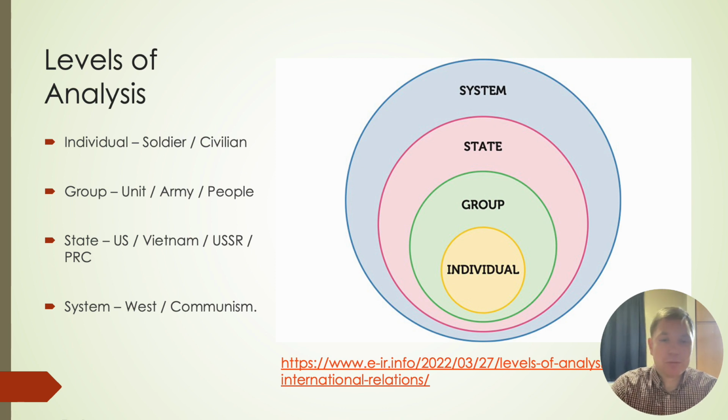And then I've got the people, so it's also the population of South Vietnam who had an undoubted effect on the course of the war. For the state, it's not just the United States and the Vietnamese, both North and South. There's also the Soviet Union and the People's Republic of China, which had a massive effect on the course of the war, which we'll look at later on.